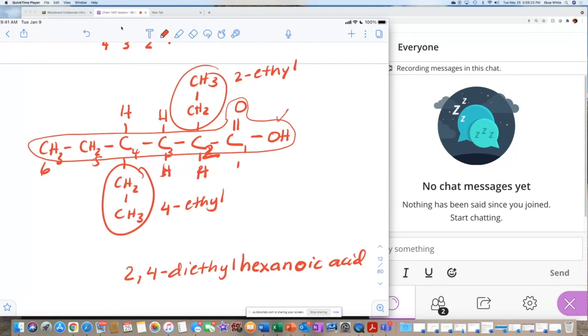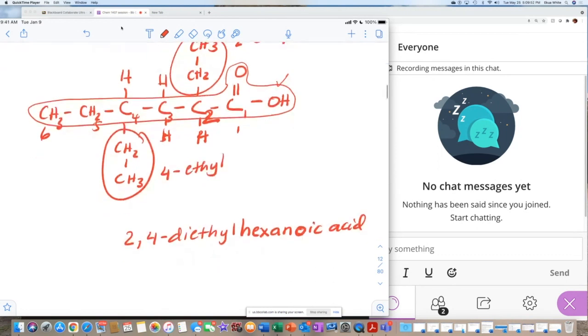Between 2 numbers, put a comma so you don't communicate 24. You don't put a dot, you put a comma. You can't just make up your own stuff. These people voted and we didn't get to vote, so it's done. We have to follow this format. If you put a dot, the exam will mark you wrong because that's not acceptable, right? You can't just make up your own abbreviations. So yeah, 2, 4 diethyl hexanoic acid.